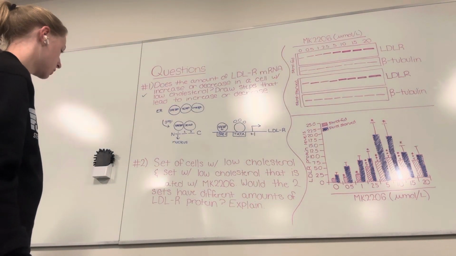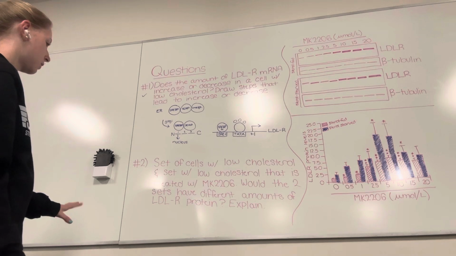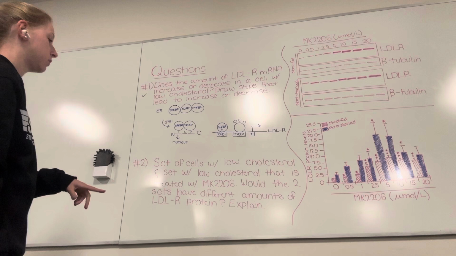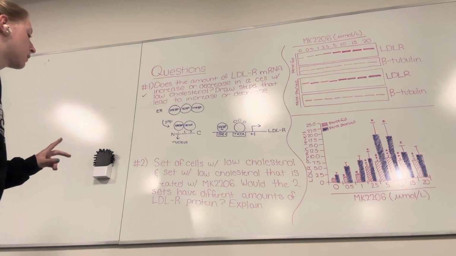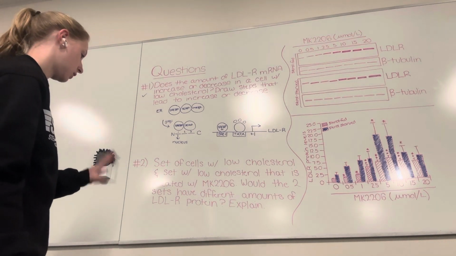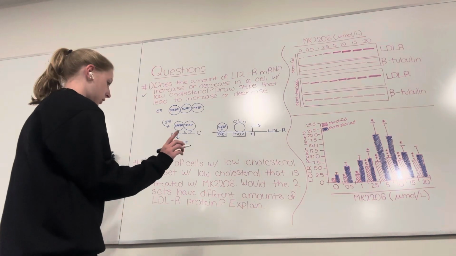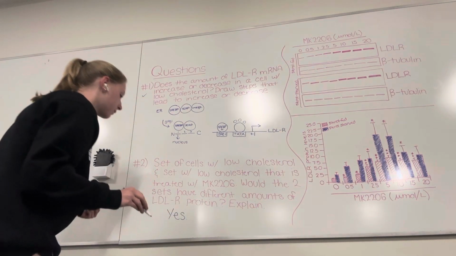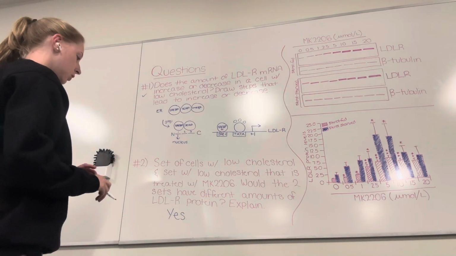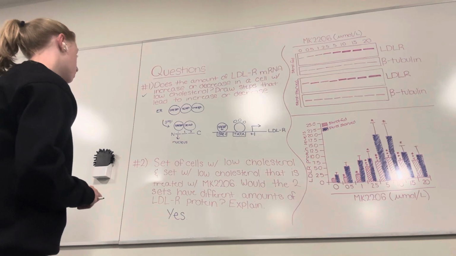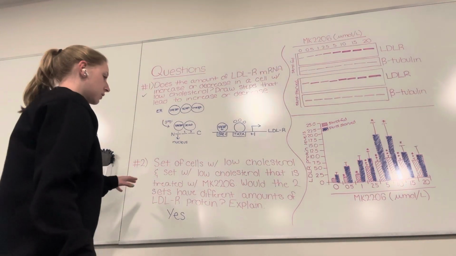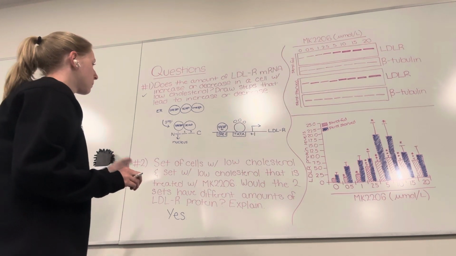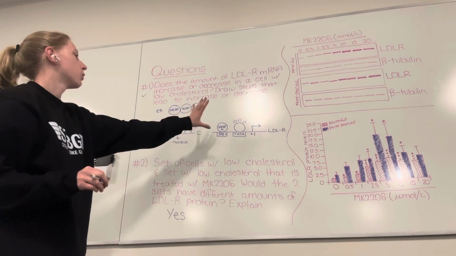Okay. Question 2. Set of cells with low cholesterol and a set of cells with low cholesterol that's treated with MK2206. Would the 2 sets have different amounts of LDLR protein? Explain. So I'm pretty sure the answer to this is yes. They would have different amounts of LDLR protein. The set of cells with low cholesterol that's untreated with the MK2206 would just do this normal pathway.